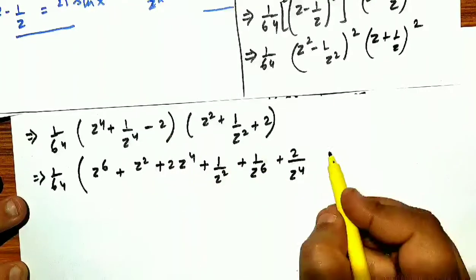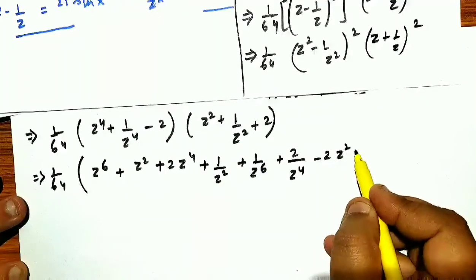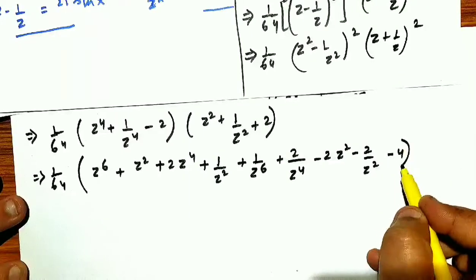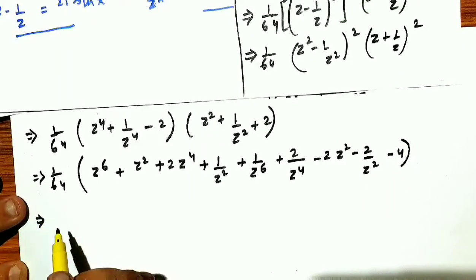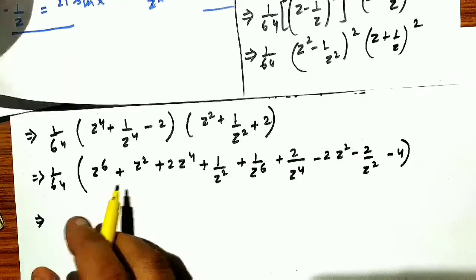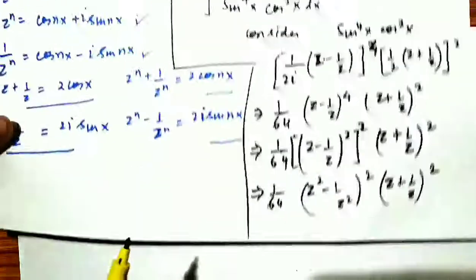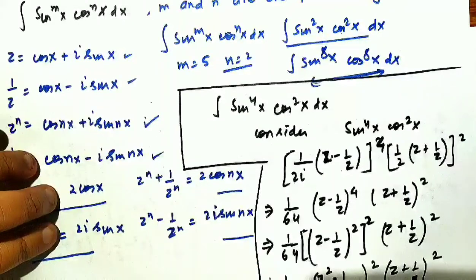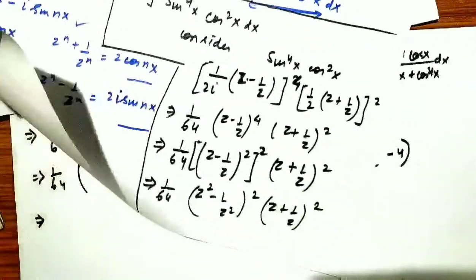Okay, so we will multiply by minus 2: minus 2 z square minus 2 divided by z square, and minus 4. Now look at the combination. Why will we take the combination? Because I know z to the power n plus 1 upon z to the power n can be expressed as 2 cos nx. So that will be more simplification.